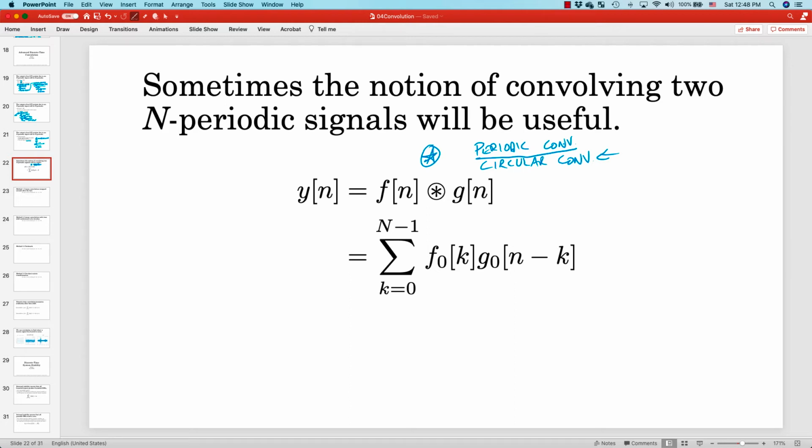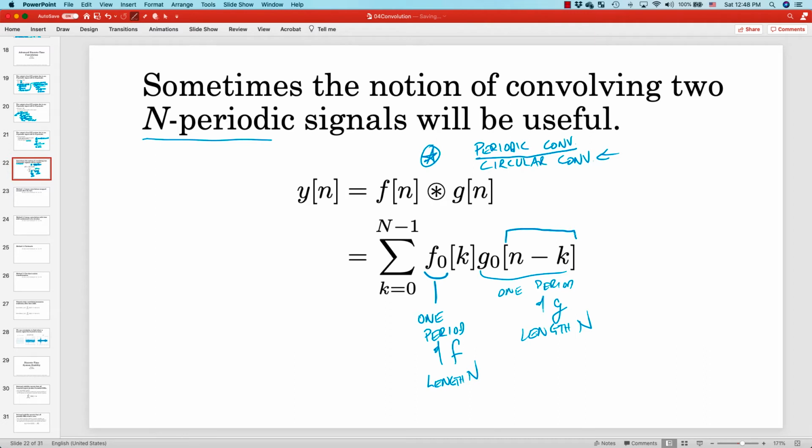And the essence of what we mean when we say this is that you are going to take one period. So say this is one period of f, of the signal f, which is periodic. Because we are assuming that they are both N periodic, this has length N. And then the same here. This is one period of g, which is also length N. And so now we have to modify this notation a little bit.